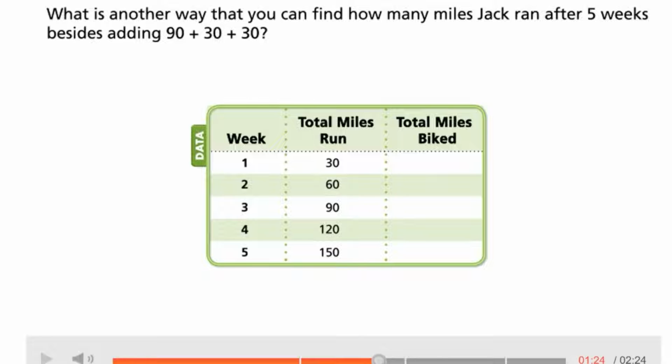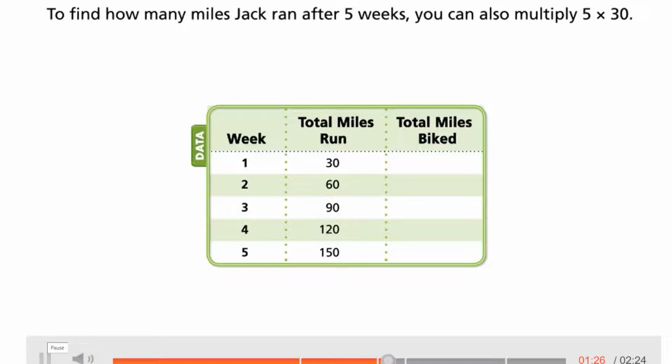Another method you could use is multiplication. Since we're doing repeated addition, so we're adding the same number over and over again, we can use repeated addition in the form of multiplication. So 30 times week 1, so 30 times 1 was 30. 30 times 2 weeks, which is 60, times 3 is 90, 30 times 4 is 120, and then 30 times 5 is going to give you 150. To find how many miles Jack ran after 5 weeks, you can also multiply 5 times 30.